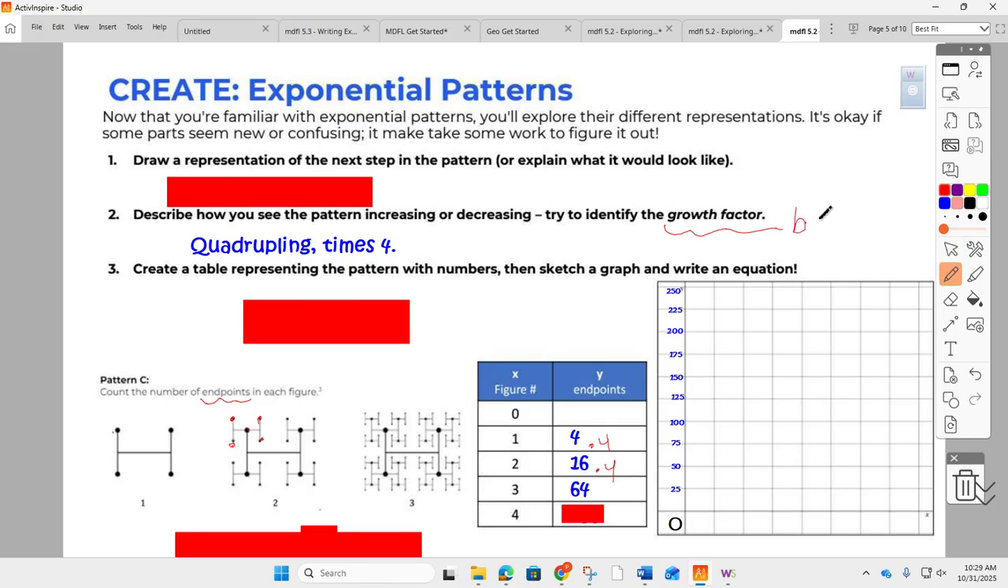So if B is greater than 1, then it's a growth factor. If B is less than 1, that means that the y's are decreasing. We're going to talk about that in a second. So how many endpoints would be on a figure 4 if it were drawn? Good. So 64 times 4 would be 256. It would be 256 endpoints.